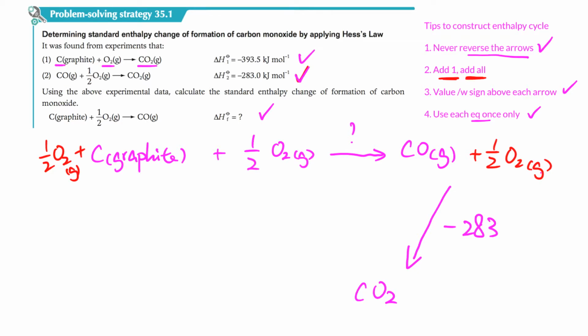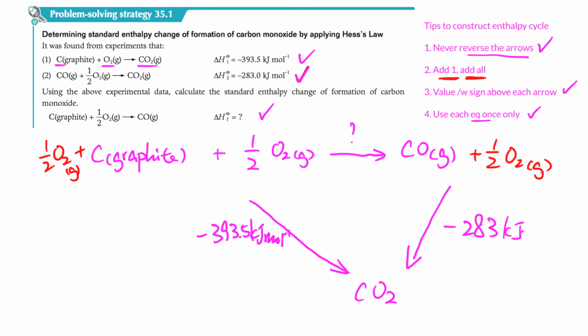So now you see that at the beginning, I just have 1 carbon plus half O2. It is not enough to perform this equation. But after you add this half O2, these will combine to be 1 O2. So the whole thing will align with the reactant side of equation 1. They point towards CO2, so I will point towards CO2. And then this one will be negative 393.5 kilojoule per mole.